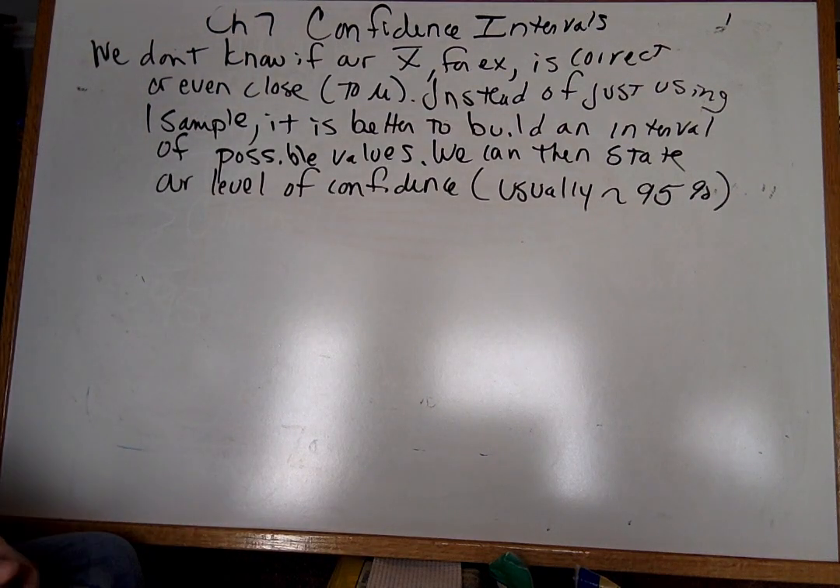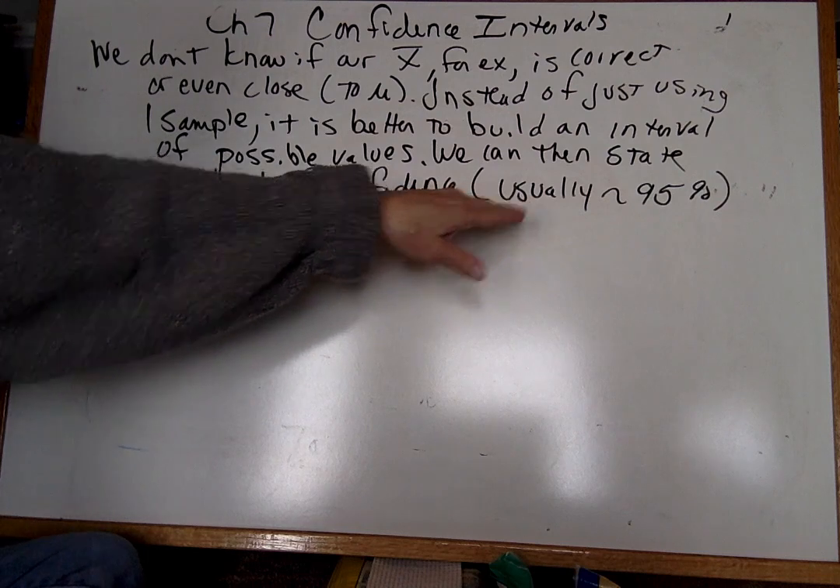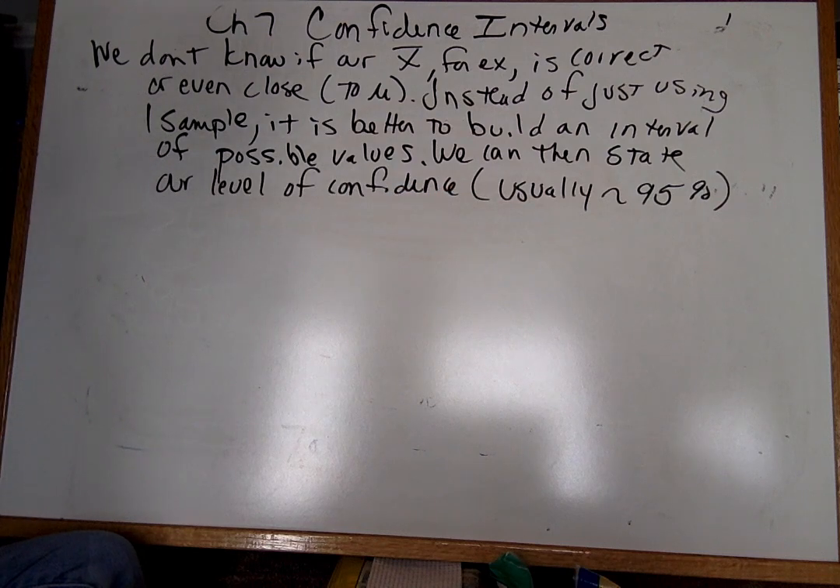We don't know if our sample mean, our X bar, for example, is correct or even close, of course, to the population mean. Instead of just using one sample, it is better to build an interval of possible values. We can then state our level of confidence. Just to let you know, the default is 95%. Most problems you do for me are going to range from 90% to 99%.